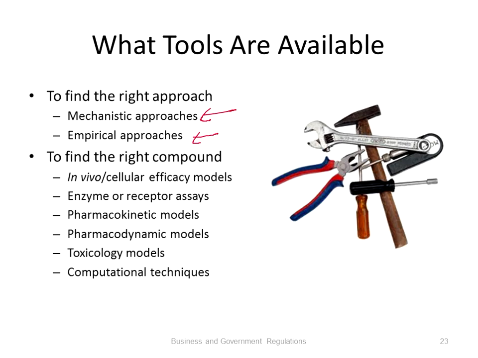Now, to find the right compound, you want to make sure that you have some kind of an efficacy model, whether it is in vivo, that means in animals, or you might be testing it in cells, just tissue culture, right? You have to have the right enzyme or receptor assays. These are the binding assays that we talked about. And you need pharmacokinetic and pharmacodynamic models. We're going to talk about what PK and PD means in a minute. You want to make sure that it's not toxic, and you could use computational techniques.